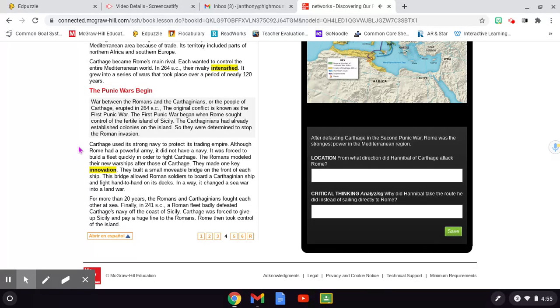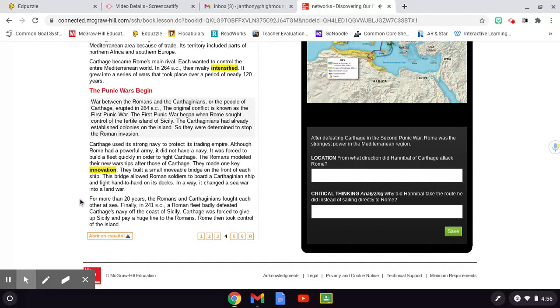The Romans modeled their new warships after those of Carthage. They made one key innovation. They built a small, movable bridge on the front of each ship. This bridge allowed Roman soldiers to board a Carthaginian ship and fight hand to hand on its decks. In a way, it changed a sea war into a land war.